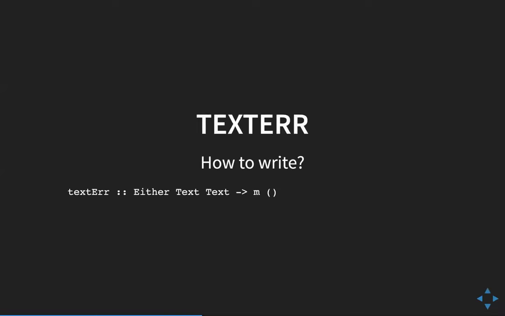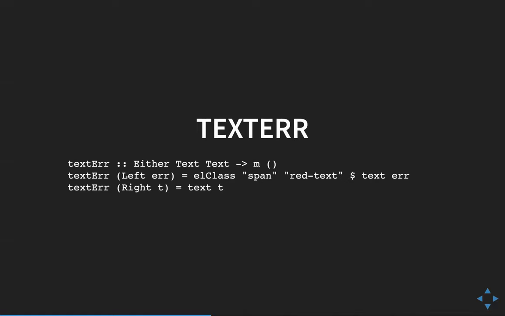So, common widget patterns. How would you write this widget right here? You're passing in an Either Text, and maybe the definition of this widget is going to be, if it's a Left, we assume it's an error, so we want to display it in red, with a span style error or something like that, or class error. And if it's a Right, we just want to display the text in black or whatever the default color is. How are you going to write this widget? Well, you're going to pattern match. Pretty straightforward, not super complicated Haskell. If it's a Left, we're going to use this L class function to use a span with a red text class, and we're going to display the error. And if it's a Right, we just display the text. Pretty straightforward.